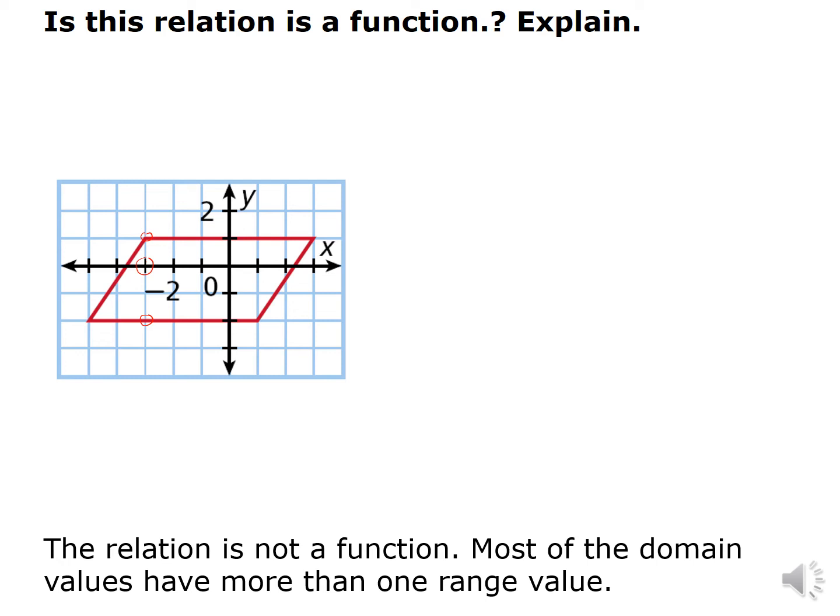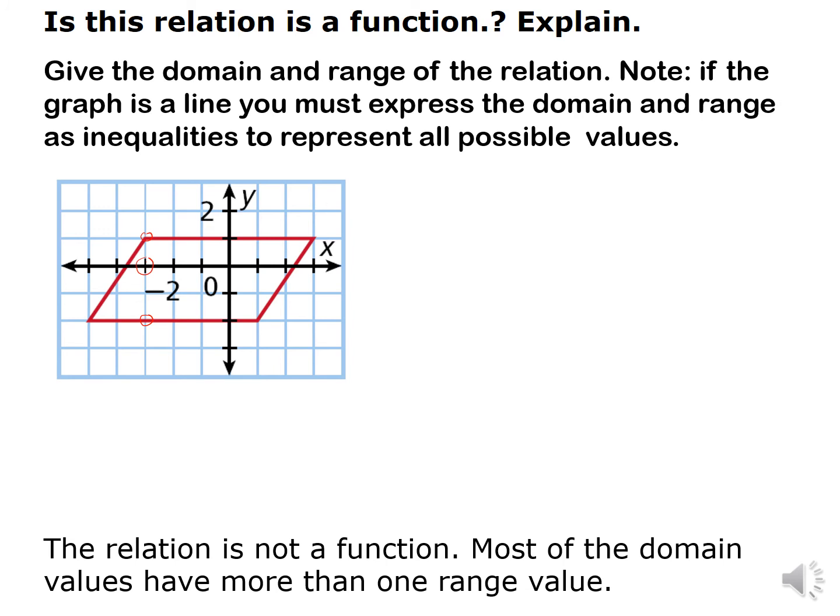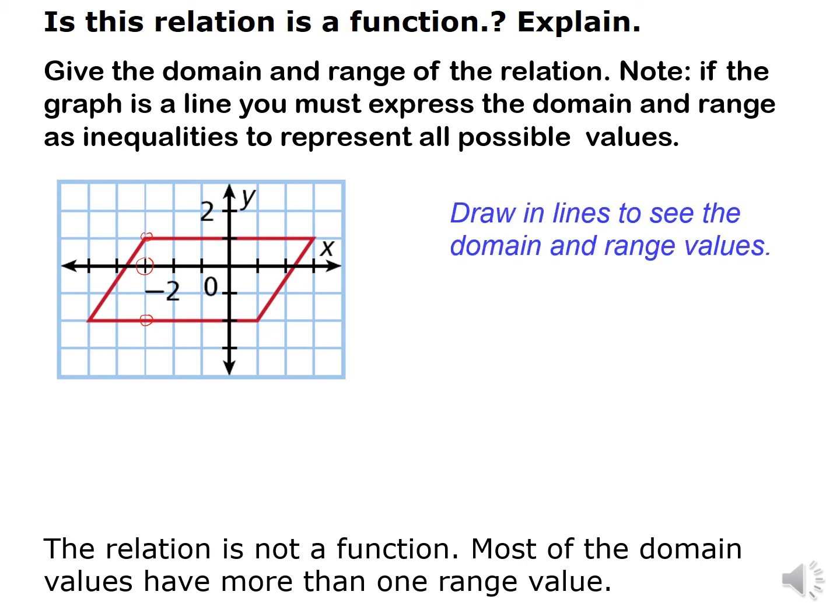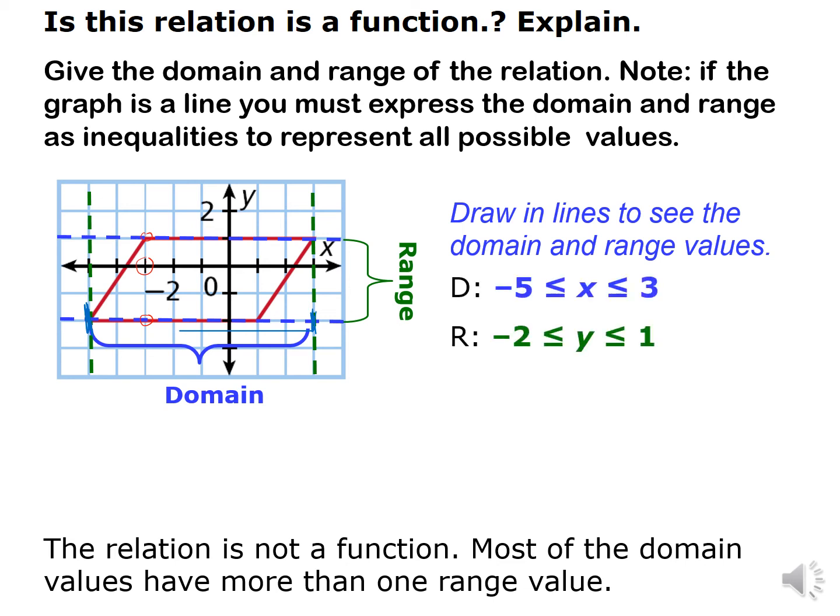So how do you figure out the domain and range when it's a line? If a graph is a line, you have to express the domain and range as inequalities. Here's a great way to do it. Draw in lines to see the possible domain and range values. The blue lines represent the domain. My domain goes from, remember I'm looking at x's, let's make this blue so it matches, from here to here. And then we're going to show the range, and the range goes from there to there. So now we can write them.